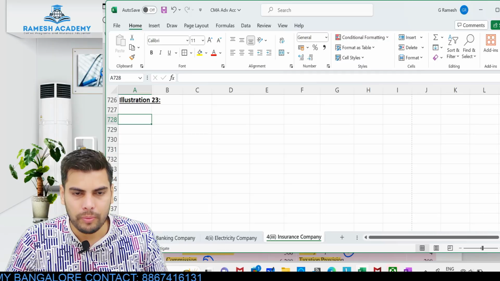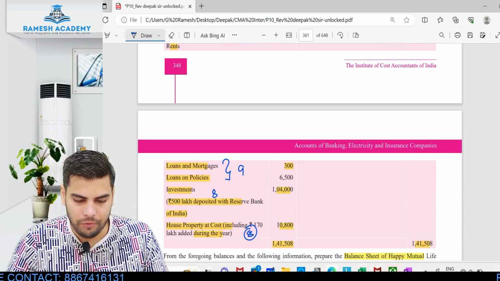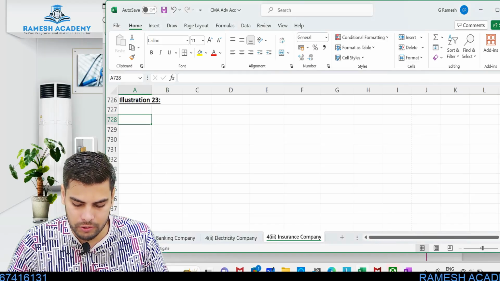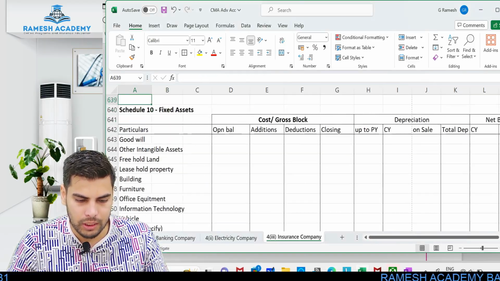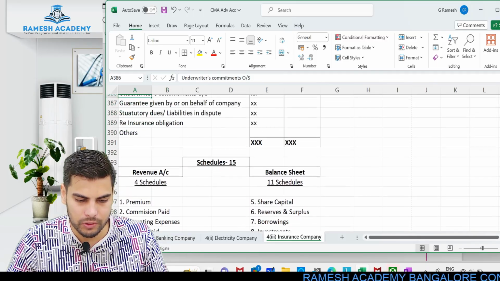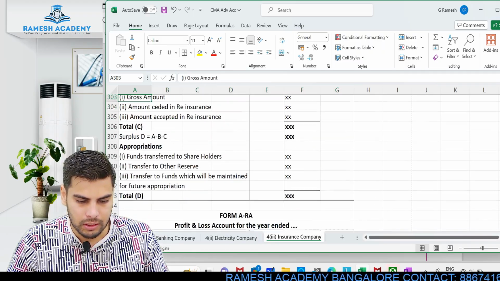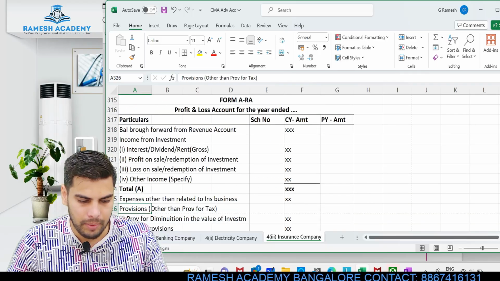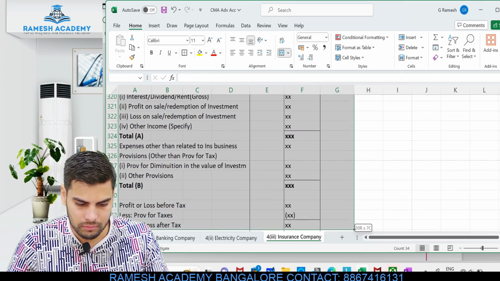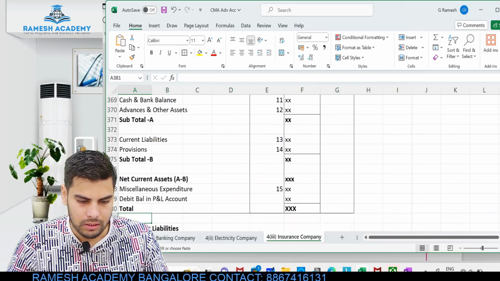So they're asking you to prepare what? The revenue account as well as the balance sheet. First, we'll prepare the format of this particular revenue account, and then we'll be preparing the notes or schedules relating to the same. We already discussed the format, right? Everything has been given in the notes. All that is required is you just need to go through it. Look at this, the format of the revenue account as well as the balance sheet. Both have been given over here. This is the format of the revenue account.